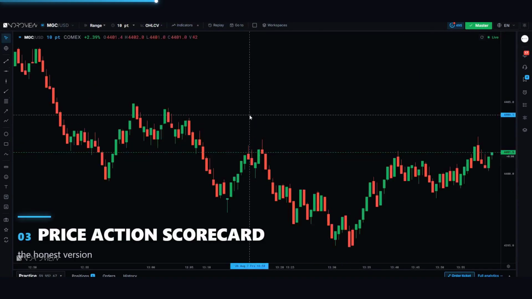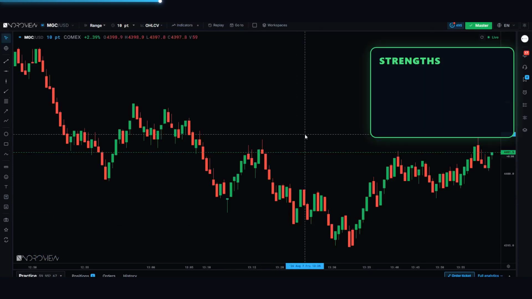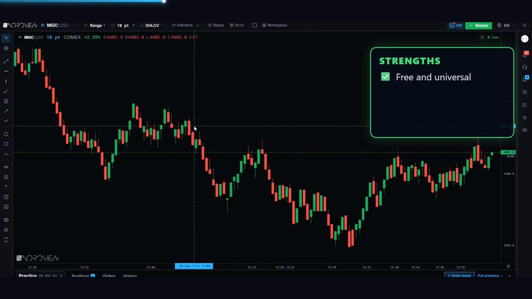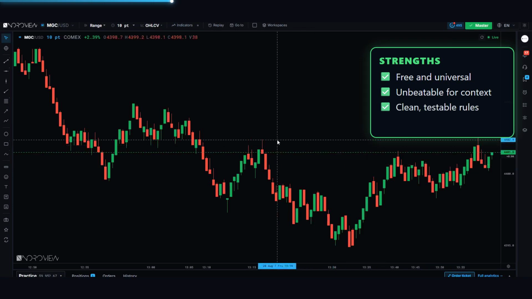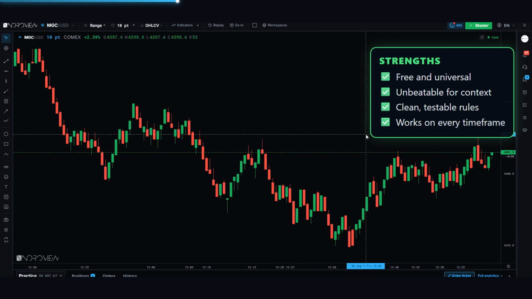So let's do this properly. Price action first, the honest scorecard. The strengths are real, and I want to give them their due. It's free, it's universal, and compared to everything else, it's fast to learn. It gives you context better than anything else, where you are in the bigger picture. It gives you clean mechanical rules that you can write down, backtest, and repeat. And it scales. The same read works on a 1-minute chart and on a weekly chart.